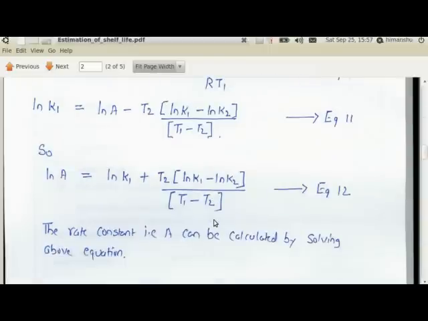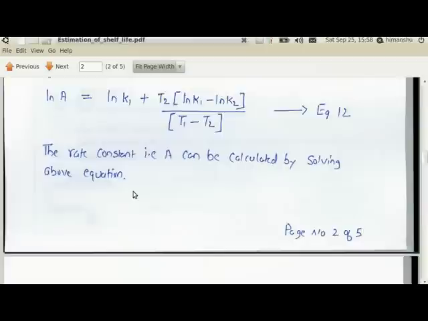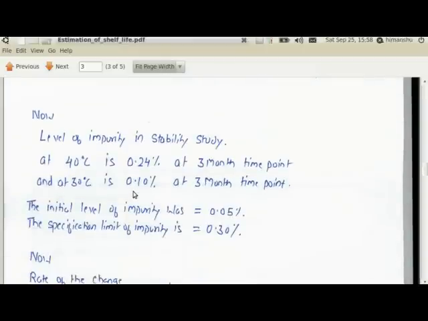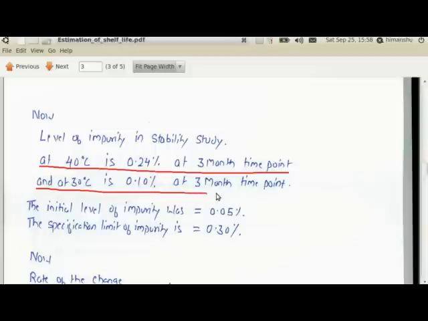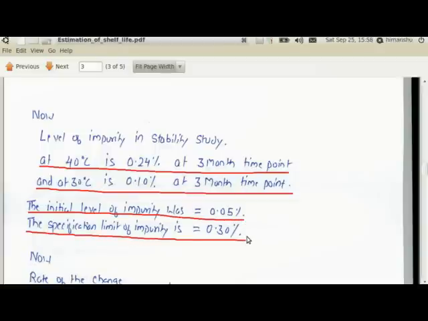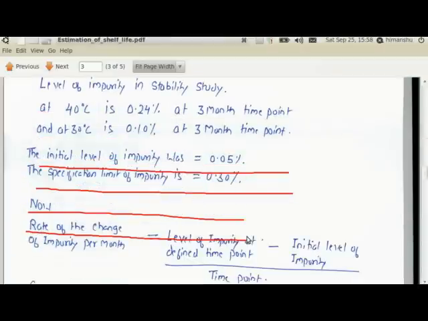I am having two equations, one to calculate rate constant and the other one to calculate energy of activation. Moving forward, now we'll see what data we are having. The level of impurity in the stability study at 40 degrees centigrade is 0.24 at 3 months time point. Similarly, at 30 degrees centigrade it is 0.10 at 3 months time point, and the initial level of impurity was 0.05%. The specification limit of the impurity is 0.30%.